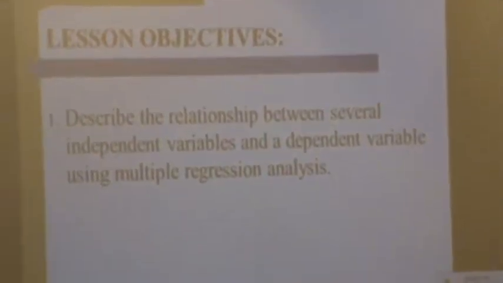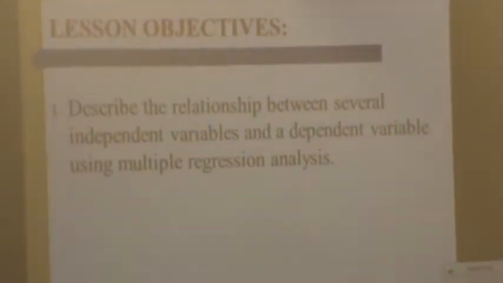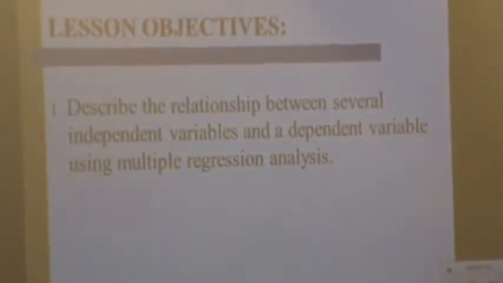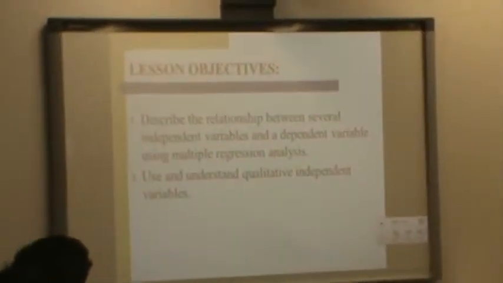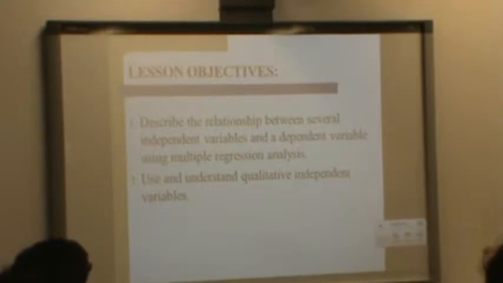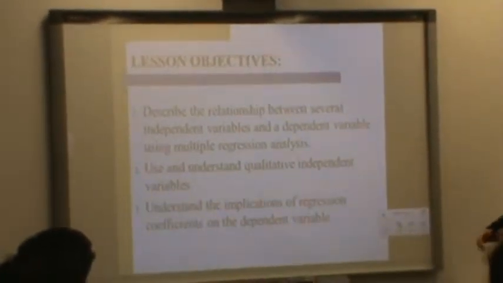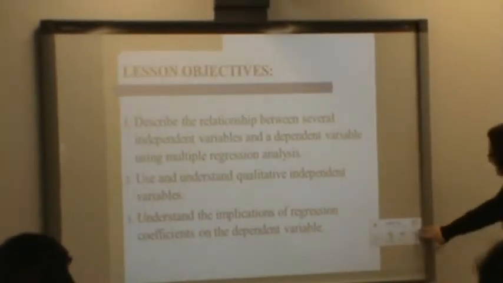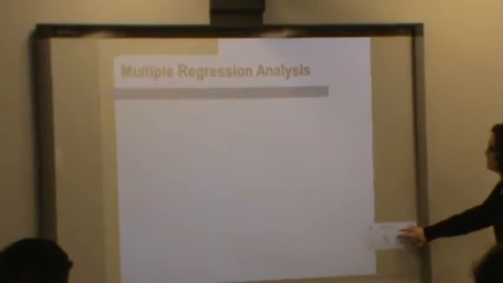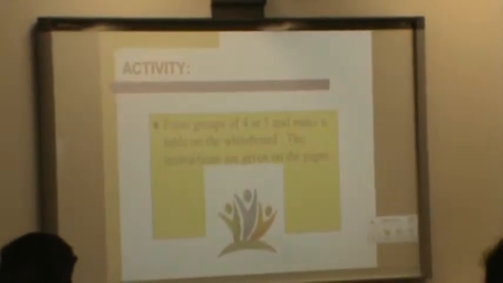Let's look at the lesson objectives. The lesson objectives for today are, first, understanding the relationship between the dependent and the independent variables, and understanding the meaning of qualitative independent variables, as well as understanding the implications of regression coefficients. I know right now it sounds like Greek and Latin, but you will understand what I'm talking about after you do the activity.